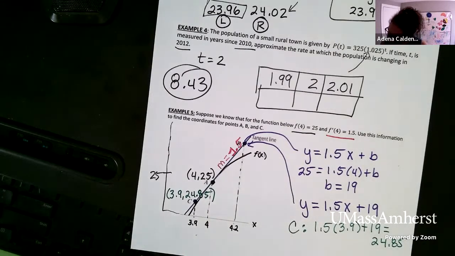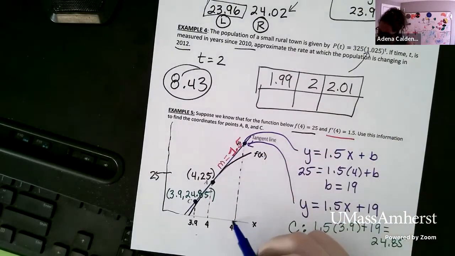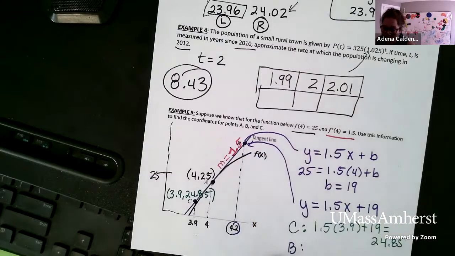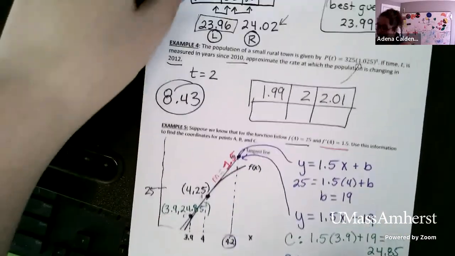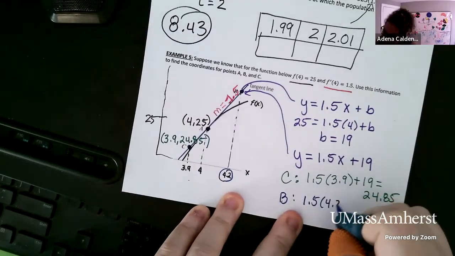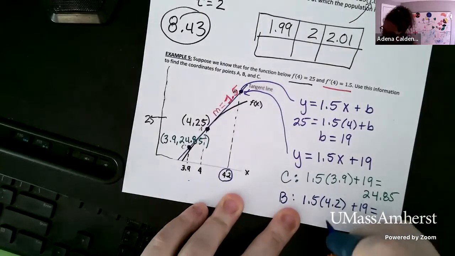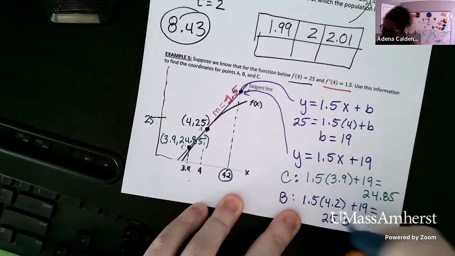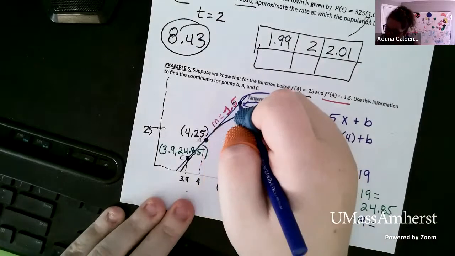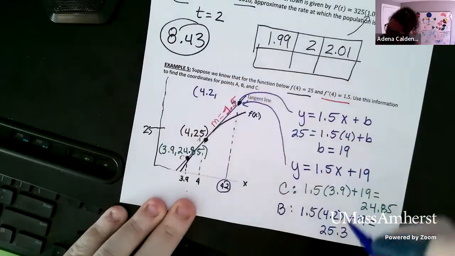Okay. Similarly, to get the coordinates for B, this one in blue, B happens when x equals 4.2. So I need to plug a 4.2 into my function. So 1.5 times 4.2 plus 19. If I crunch that number, I get 25.3. So that's the y value here. So that means the point here is 4.2, comma, 25.3.